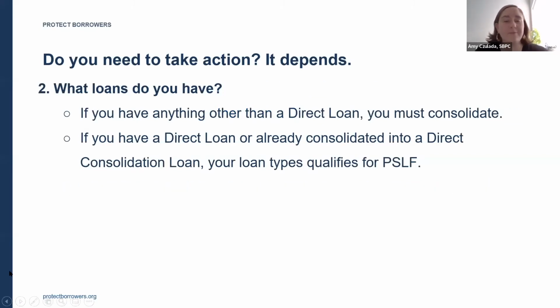Step 2, what type of federal loans do you have? The three major types of loans that most folks today have are direct loans, Federal Family Education Loans or FFEL loans, and Perkins loans. For public service workers to get loan forgiveness for their FFEL and Perkins loans under the PSLF waiver, they'll have to consolidate, which is like a refinancing process, those loans into a direct loan.